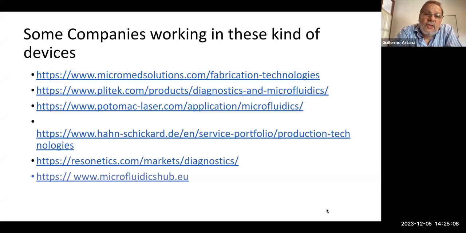With this kind of devices, obviously we are not the only people working on this kind of development, and there are some companies that have already started to work with this or are having some experience with it, and I mention some of them here. This is also a consortium from Europe that is a very large one.